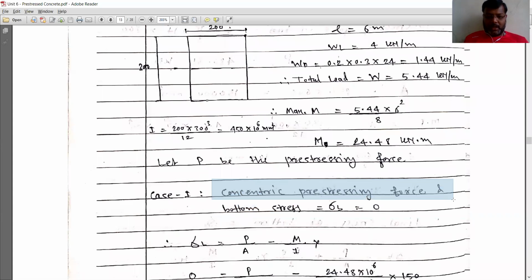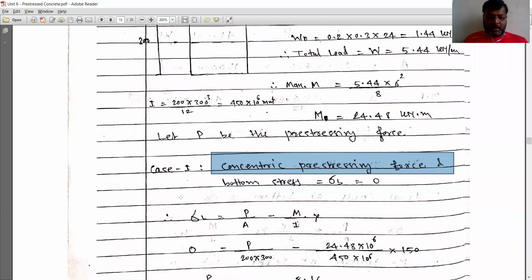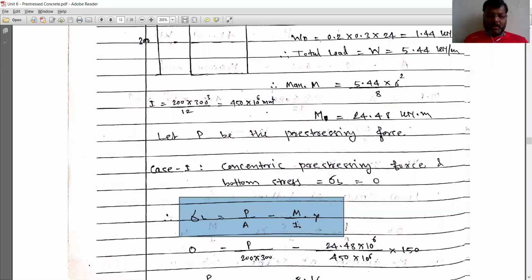Here P e by Z is not used because the tendon is located along the centroidal axis. That's why there is no eccentricity, and as there is no eccentricity, the P e by Z value comes to 0. So the stress equation in this case will be equal to P by A minus M by I into Y. This is the stress at bottom.